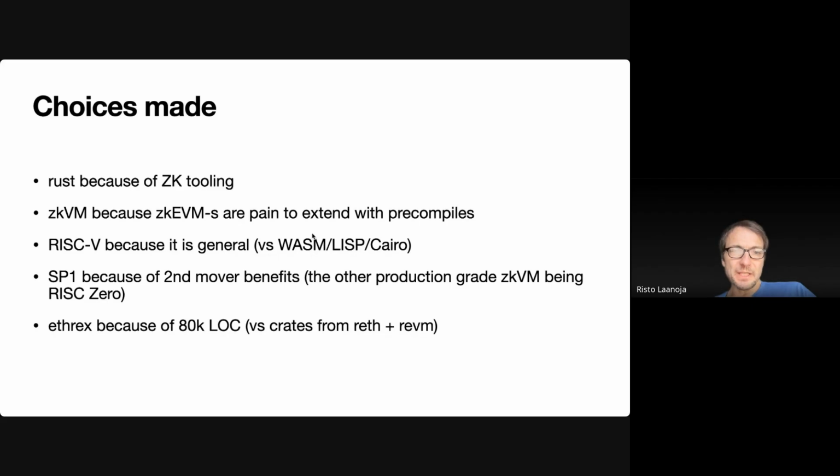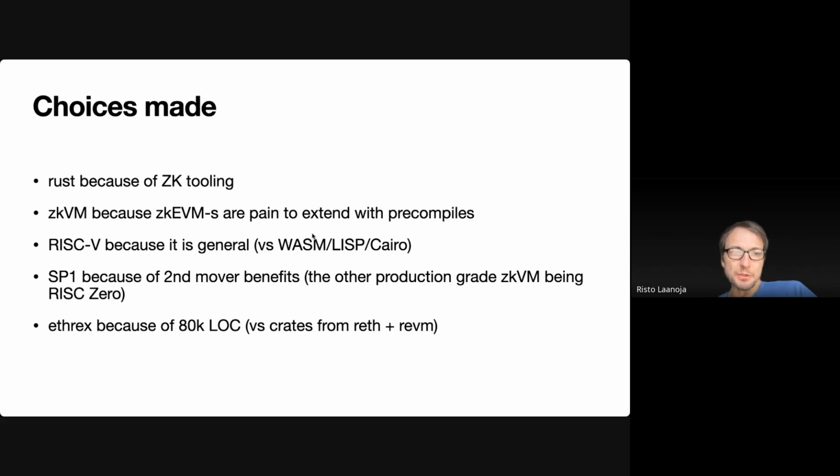So RISC-V is a VM instruction set because it's a de facto standard of anything which works in production. Others being WebAssembly, which is higher level but less efficient. It has a funny memory model, which is not efficient on ZK. Then Lisp, and there is a Starkware stack based on the Cairo language, which are more specific, all of them. But RISC-V is the most general VM.